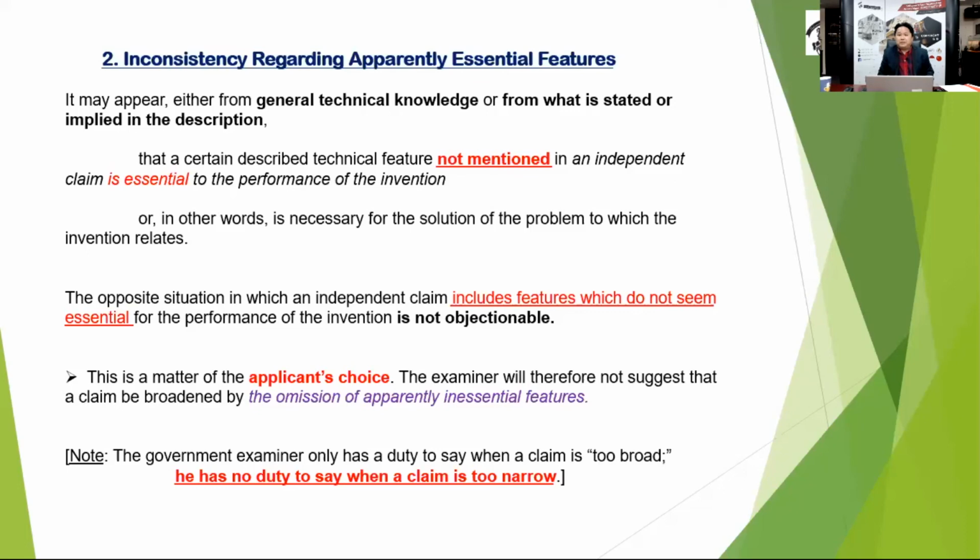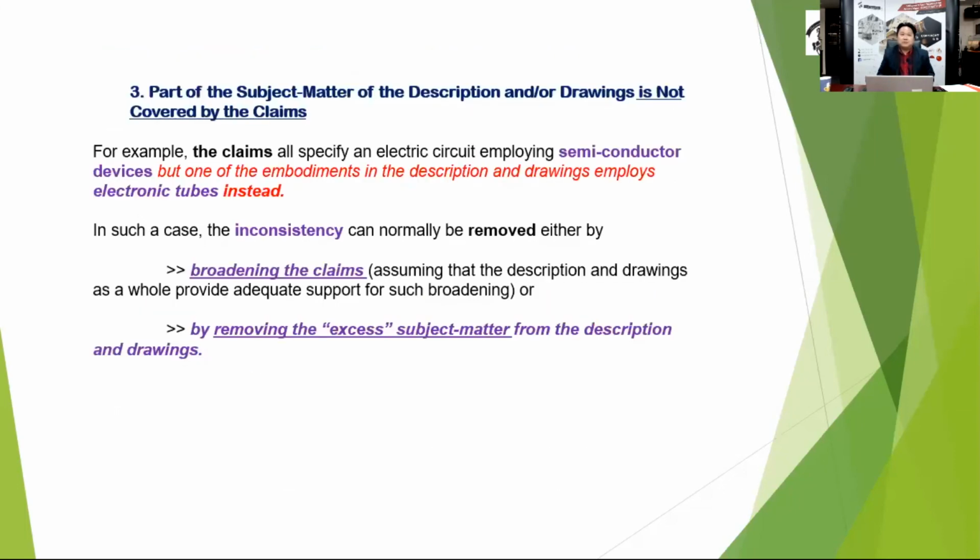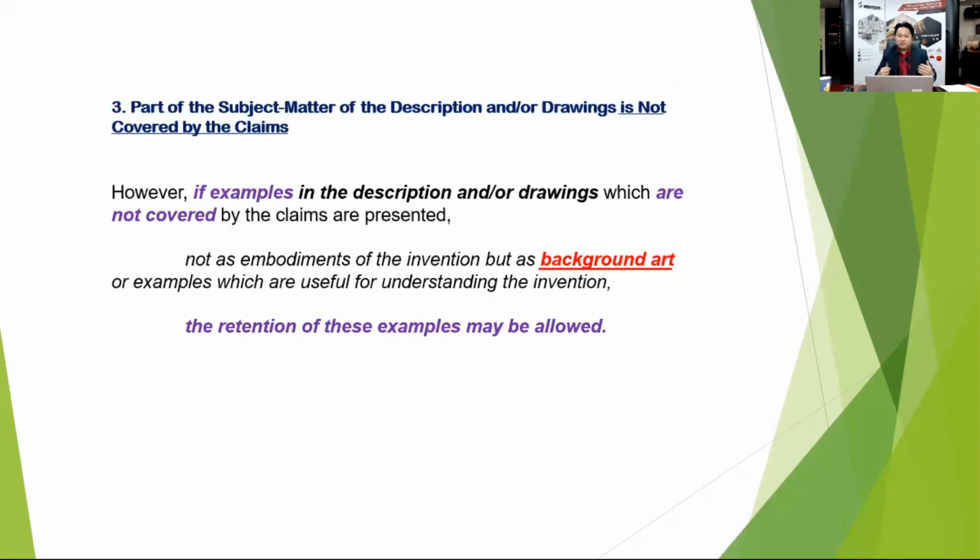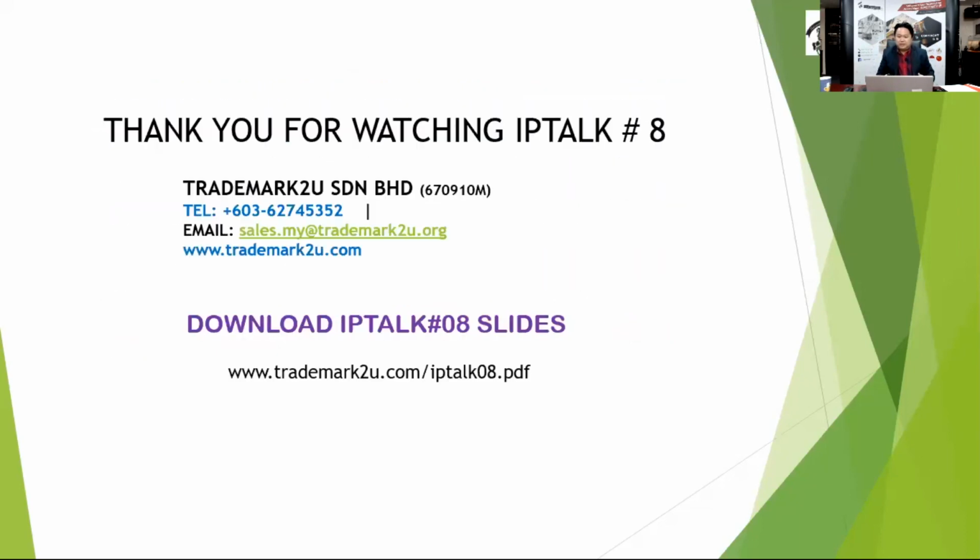Patent examiners have a duty to tell you when the claim is too broad, but they don't have a duty to tell you when the claim is too narrow. Please bear this in mind. And if there is an inconsistency between the claims and the descriptions or the drawings, you either broaden the claims or you remove the excess subject matter.